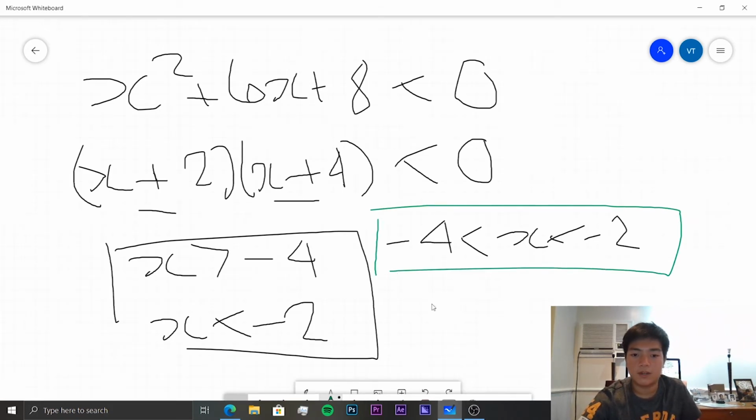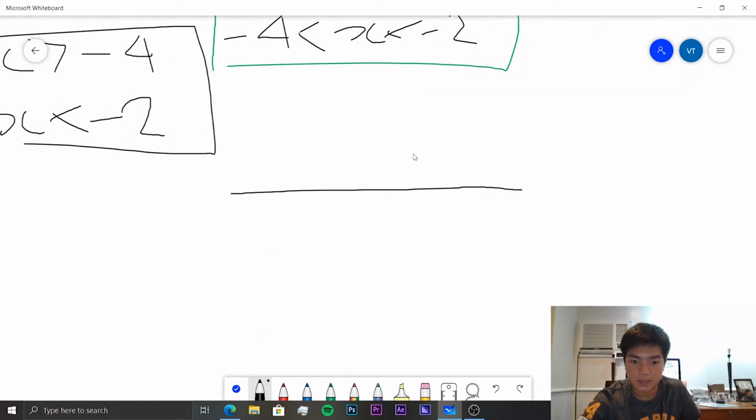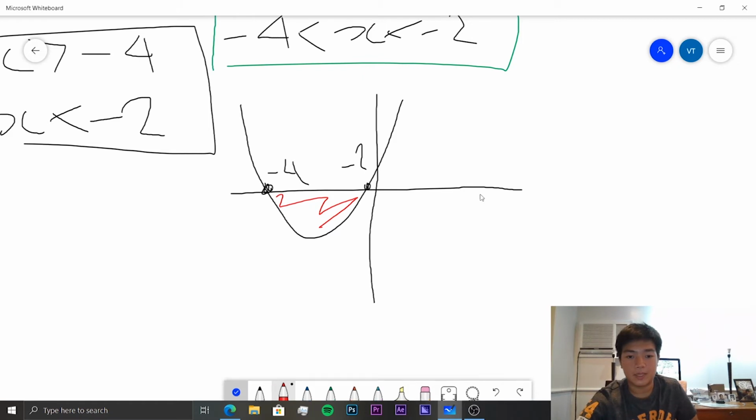So if we want to verify this graphically, then the graph of this equation looks something like this. Let's draw it out. Roughly like this, with this being negative 4 and this being negative 2. And so we can see for the values between negative 4 and negative 2, they are clearly negative, or less than 0. So yeah, that's it.